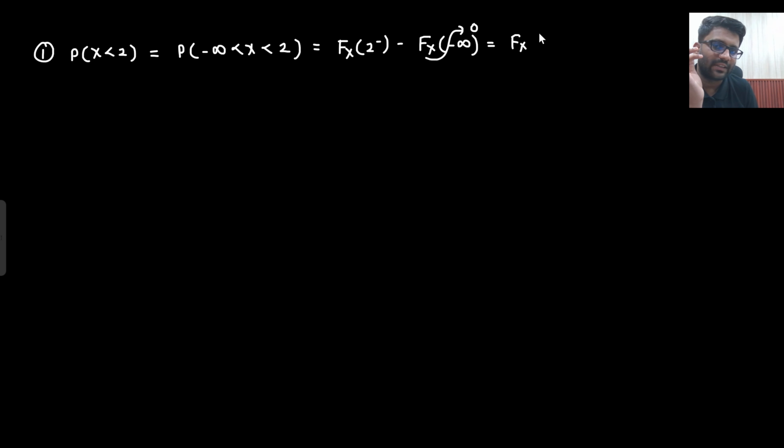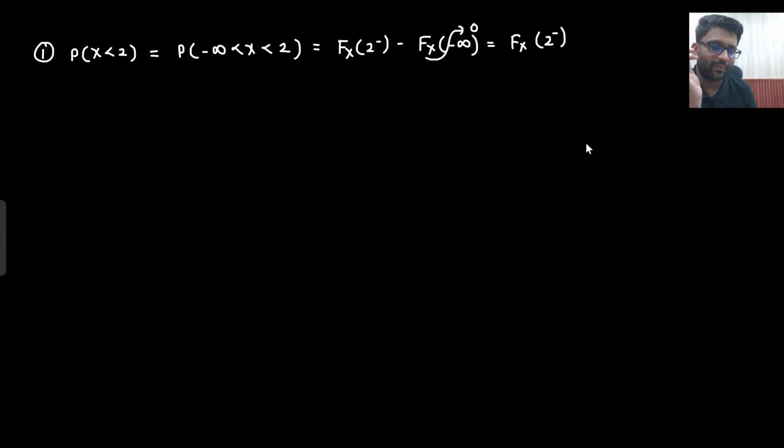That means it can be written as from minus infinity to 2, right? So lower, no issue, but higher there is an issue. So 2 minus Fx of minus infinity. What is Fx of minus infinity equal to? That is equal to 0 only. So what is the answer you are getting?